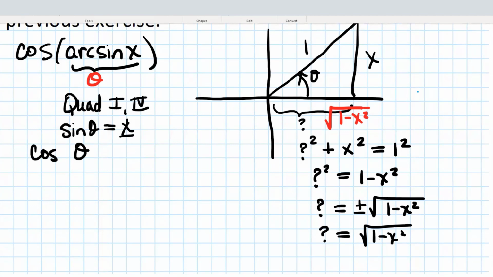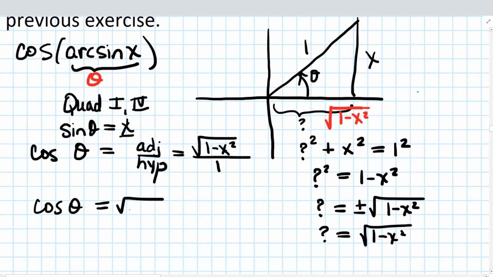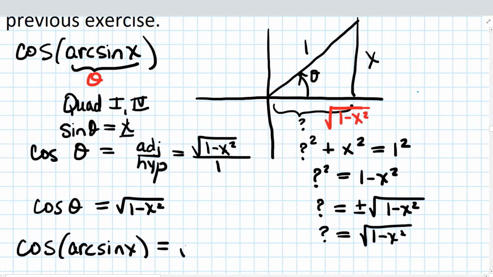We can use the relationship cosine of theta is adjacent over hypotenuse, which in this case is going to be what? The square root of 1 minus x squared divided by 1. So the cosine of theta that we were looking for is just the square root of 1 minus x squared. So what I just showed is that the cosine of the arcsine of x can be written as square root 1 minus x squared. Doesn't even have to have a trig function in it.